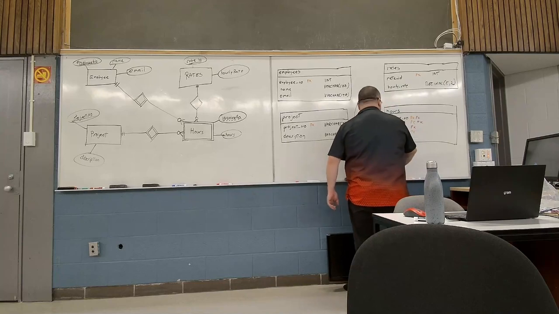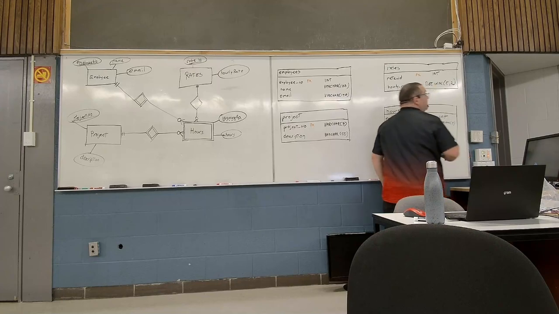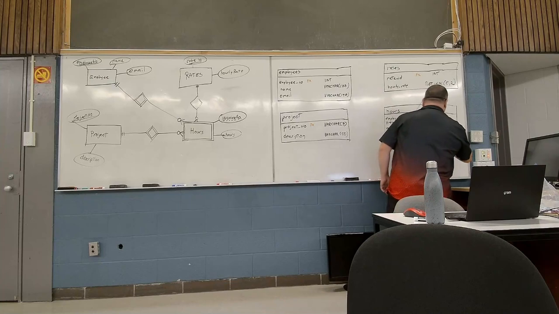All right, now we put in our data types. Now that we've stopped making a mess out of this. Integer, varchar, 7, integer. Invoice number looks to be an integer. Cool.